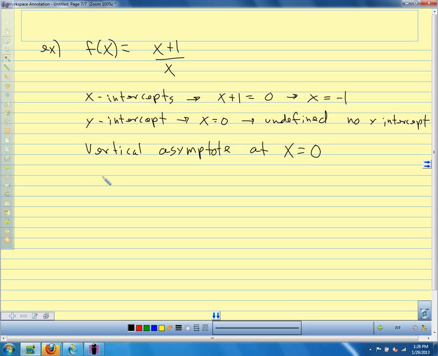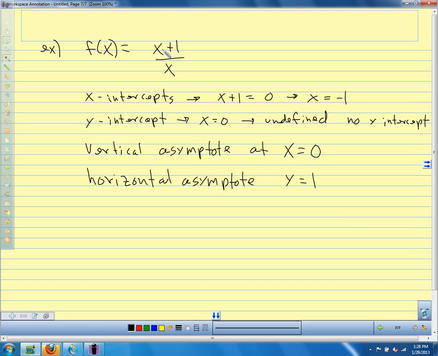And I have a horizontal asymptote. I use my rules for horizontal asymptotes. How does the degree of the numerator and denominator compare? They're the same. So when they're the same, the horizontal asymptote is the ratio of the leading coefficients. The leading coefficient here is 1. The leading coefficient here is 1. So y equals 1 is a horizontal asymptote.